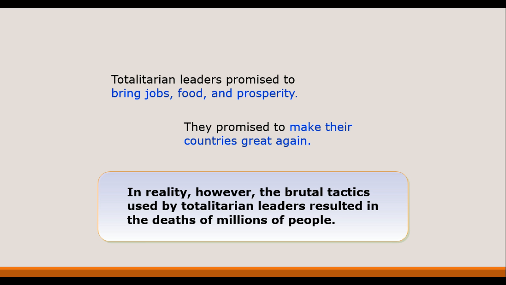Honestly, though, they didn't really do any of those things. Stalin is very famously going to say one death is a tragedy, while 20 million deaths is a statistic. And he actually is blamed for about 20 million deaths during his rule.